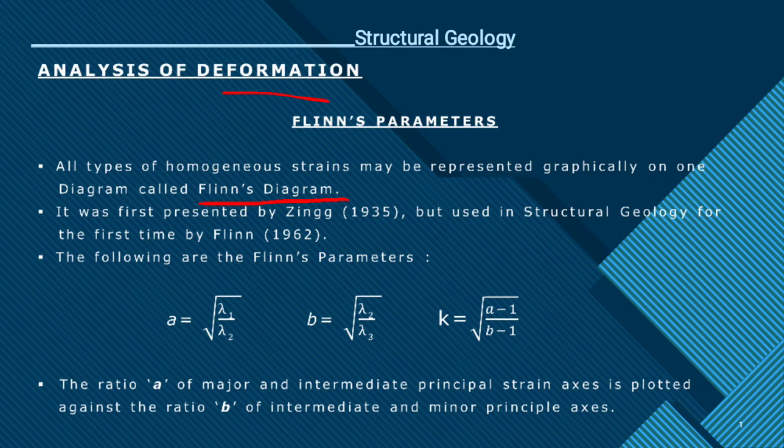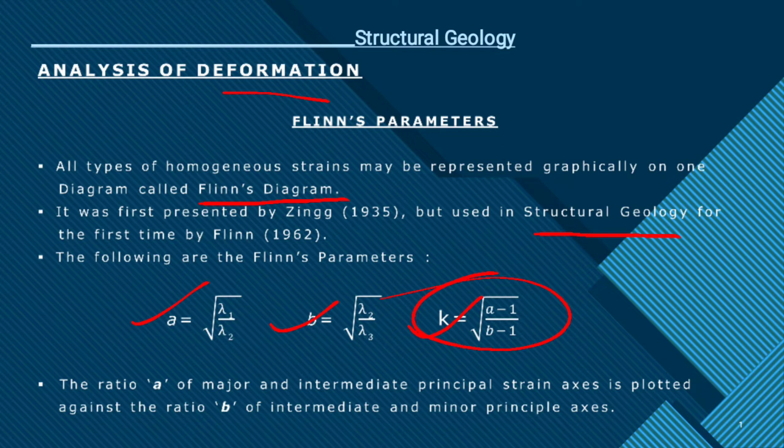The Flinn diagram was first presented by Zing, but Zing used it only for mathematical purposes. In structural geology, it was used by Flinn for the first time. The following are the Flinn parameters: A, B, C, K. Okay, what is K? A, B, and K.